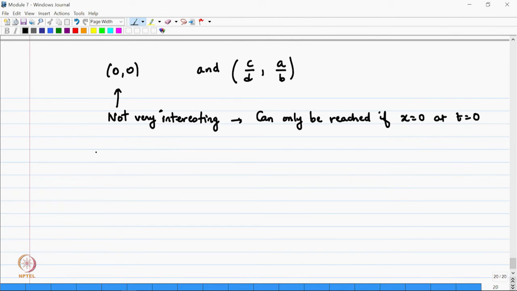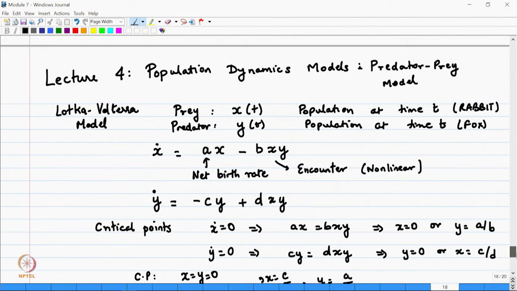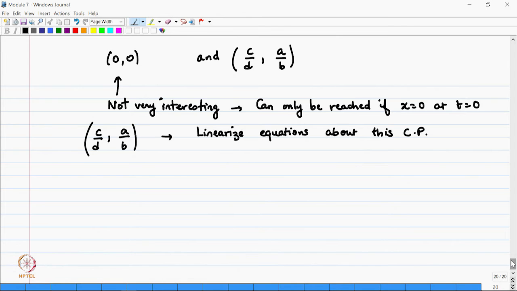So let us look at the other critical point, C by D, A by B. Now let us linearize the equations about this critical point. We take our equations for x and y and linearize about this critical point. When you linearize, you write x approximately equal to c by d plus, let me call it u, and y equal to a by b plus v.